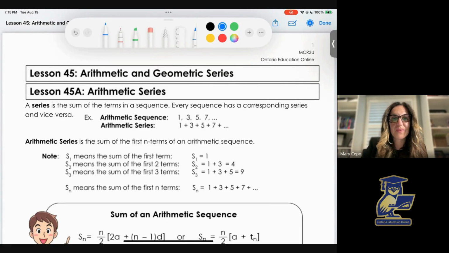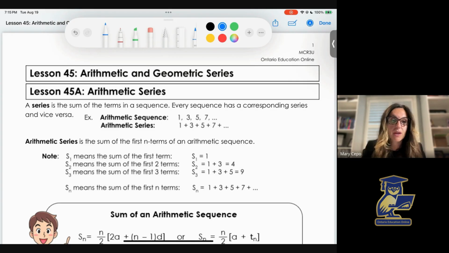In this lesson, we will explore the concepts of arithmetic and geometric series and their applications. We're going to start with the arithmetic series. So before we start, we need to know, what is a series? A series is the sum of the terms in a sequence. Every sequence has a corresponding series and vice versa.